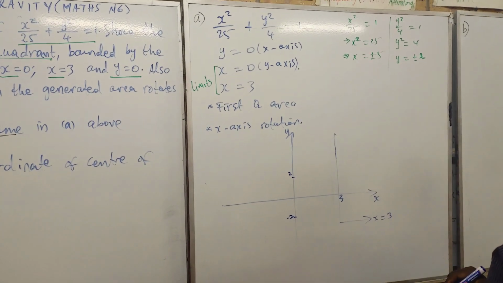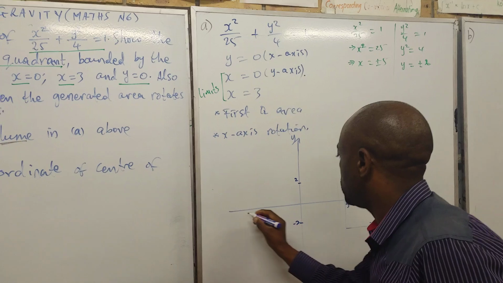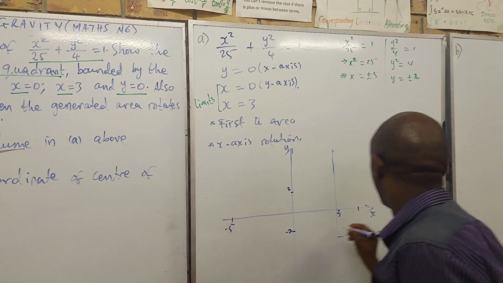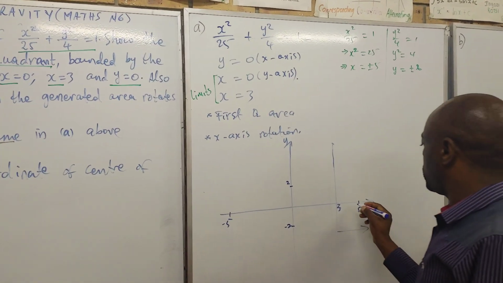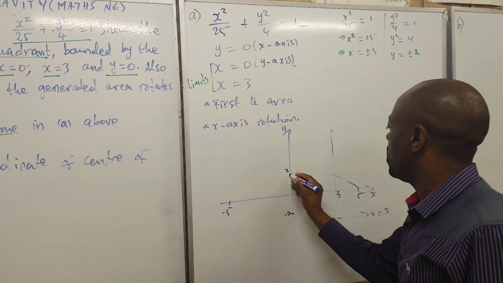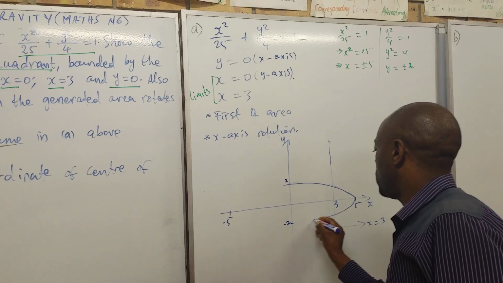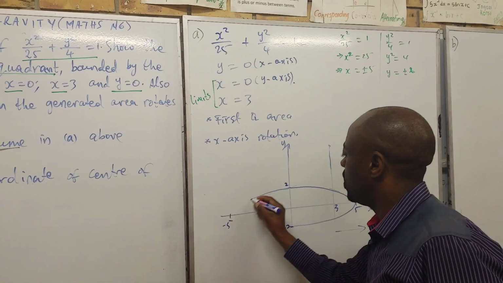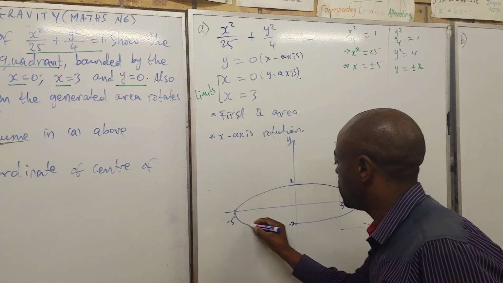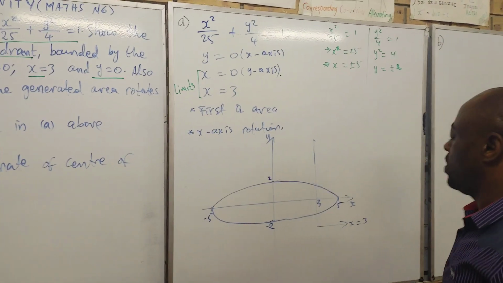Then if I want to know where it touches x, I look for 5 and I look for negative 5. So I get something like that. An ellipse is supposed to be like a rugby ball, for those who know rugby, or it can be like an egg, or it can be like a watermelon. There are a lot of shapes that look like an ellipse. So that's the shape of my ellipse.